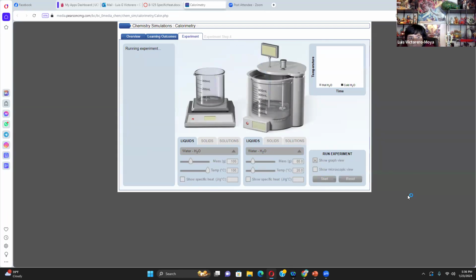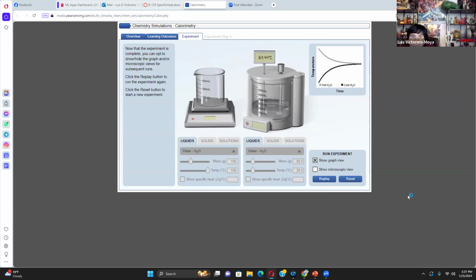So as you can see, the hot water is being placed into the calorimeter, and you can clearly see how the temperature of the calorimeter, of the cold water at 20 degrees Celsius, is increasing. And at some point, the two curves will meet, and that will be the point of equilibrium. There. So the system is at equilibrium at 64.44 degrees Celsius.